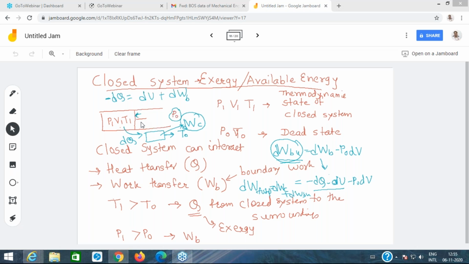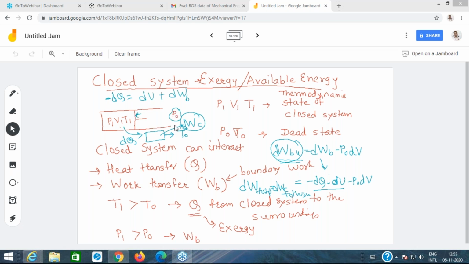Because the system is not in thermodynamic equilibrium with the surroundings, it has a certain potential to do work. Also, because the temperature is different, there is a possibility of heat transfer if the system is not insulated. So we have considered an uninsulated closed system, which can interact with the surroundings via heat transfer and via work transfer. To calculate the exergy or available energy of the closed system, we considered the heat transfer phenomena and the work transfer phenomena separately.